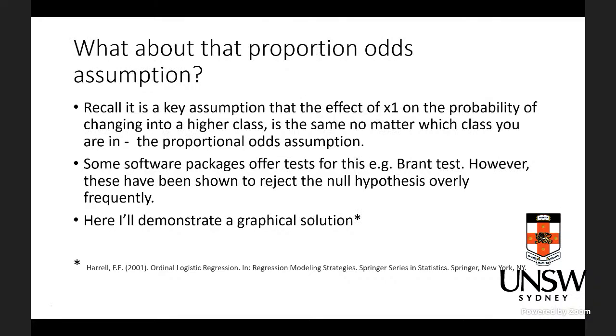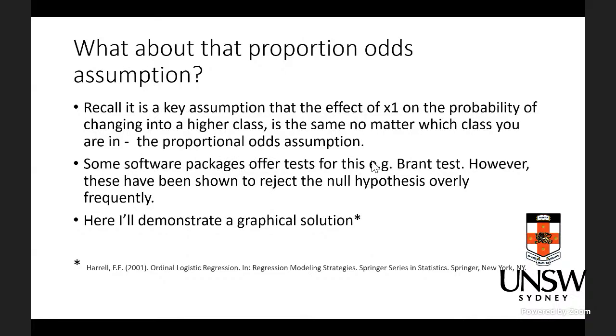I forgot the confidence interval slide. Oh well. So what about the proportional odds assumption? Recall that it's a key assumption that the effect of sex and old peak on the probability of changing into a higher class is the same no matter which class you're in. So we've got this proportional odds assumption.